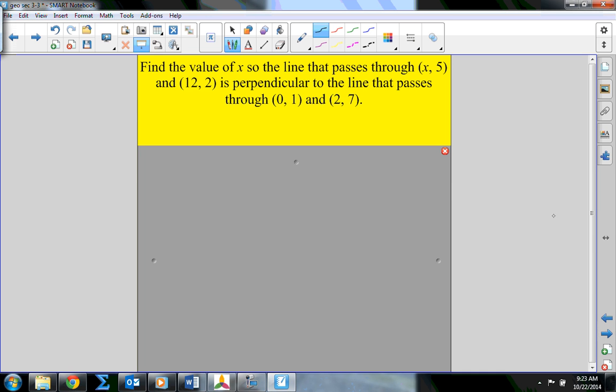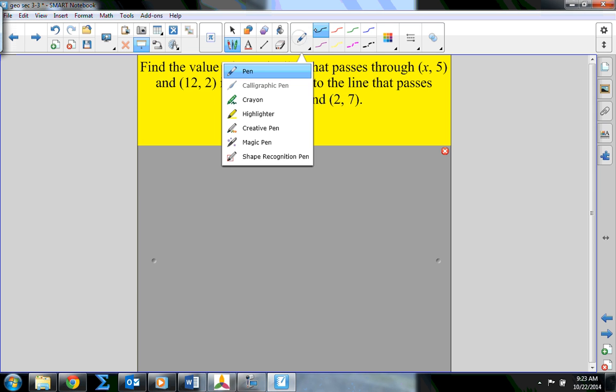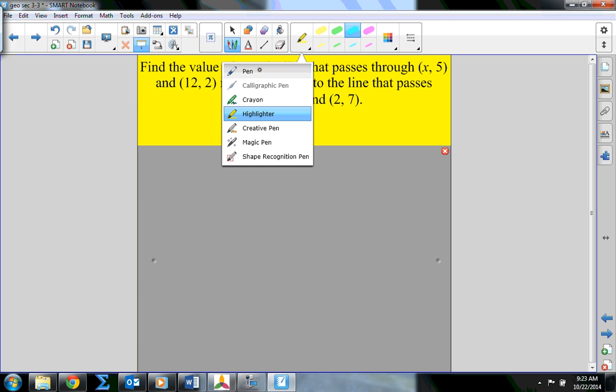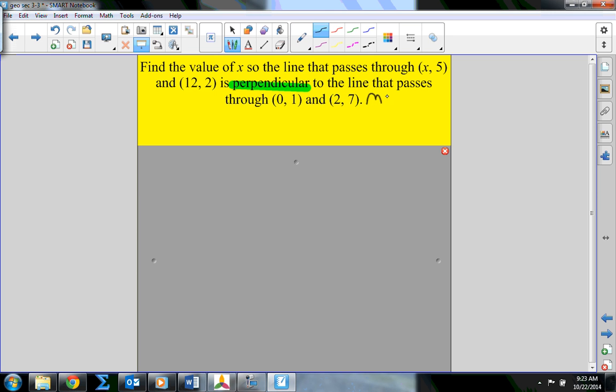So here's an example of what your homework might look like tonight. Find the value of x so that the line that passes through (x, 5) and (12, 2) is perpendicular to the line that passes through (0, 1) and (2, 7). So a couple of things to point out. Perpendicular, so we know the slopes are going to be opposite reciprocals. So what we want to do is find the slope of this one, and then do the opposite reciprocal to find m2.